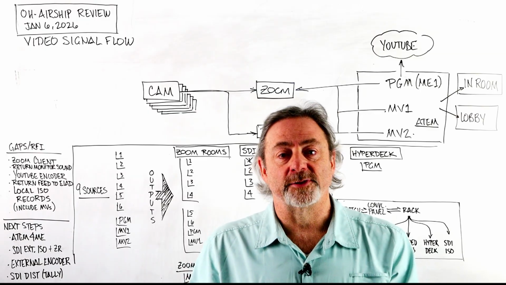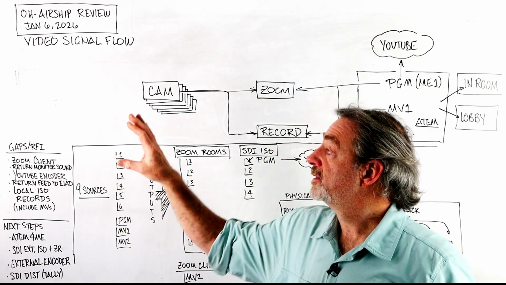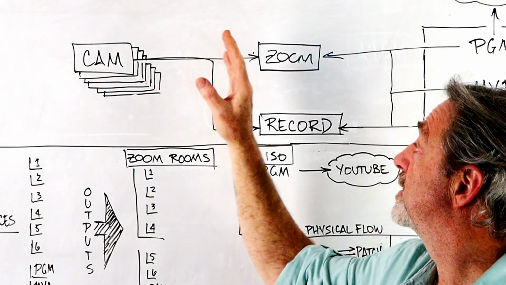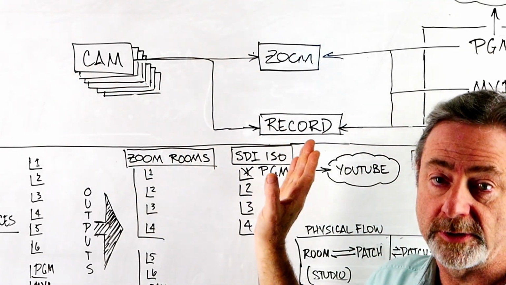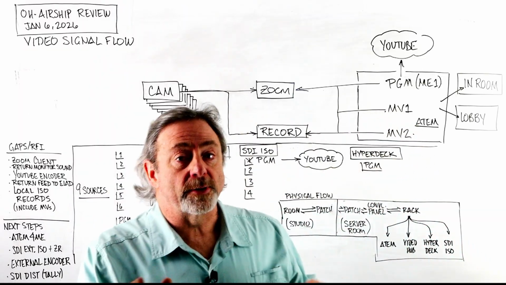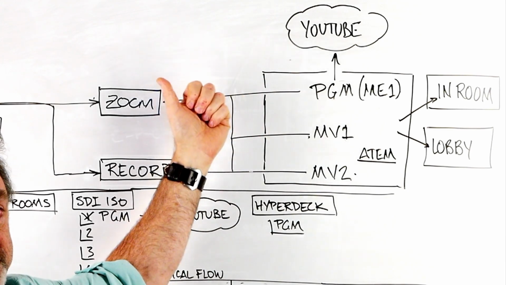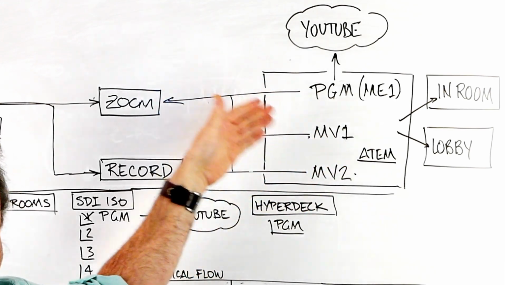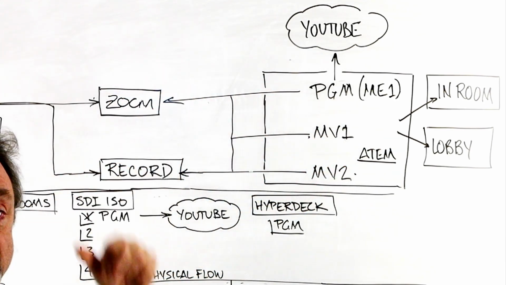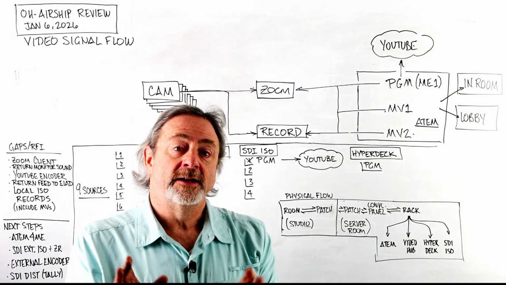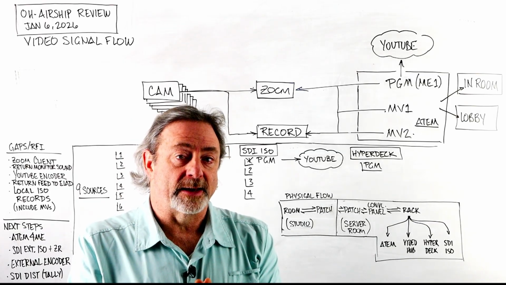At the highest level, you have your sources, your cameras that are in the studio, and those need to be sent to Zoom and to recorders. We also have the ATEM switch where we want to send the program out to Zoom as well as the multi-views to Zoom and all of those to a recorder. We didn't achieve that 100% this last time, so we're working on ways to make that better.